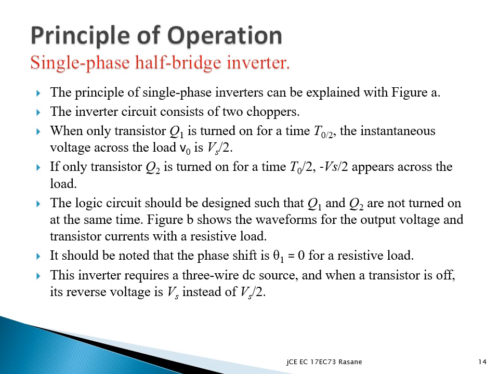The inverter requires a 3-wire DC supply, I have told you, and when a transistor is off, its reverse voltage is Vs instead of Vs/2. Okay, but we have a diode which will conduct and hence the voltage across Q1 also reduces the voltage across the diode. The inverter is also known as half bridge inverter. Okay, so we'll also have a full bridge inverter which will be looked at in the forthcoming videos.